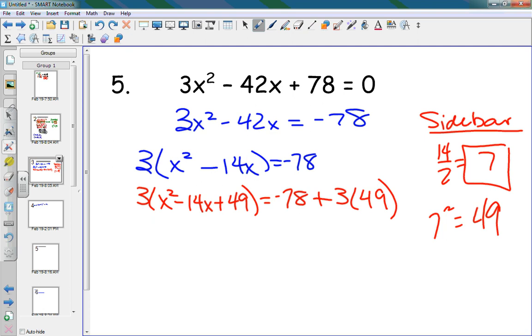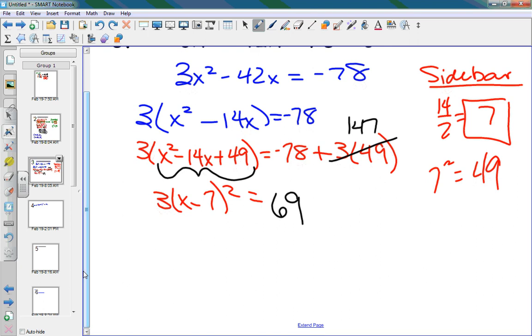Yes. Okay, so now, what do those 3 terms turn into? And what are those 2 binomials? That's going to give me x minus 7 quantity squared is equal to, well, what's 3 times 49? 3 times 50 is 150. 3 times 49 is going to be 3 units less than that, which gives me 147. So what's 147 plus negative 78? 69.